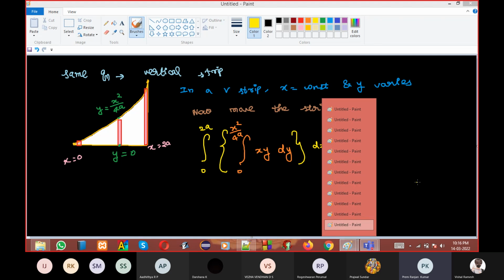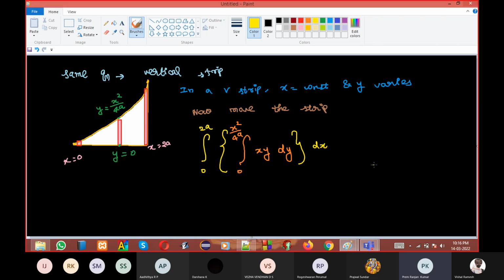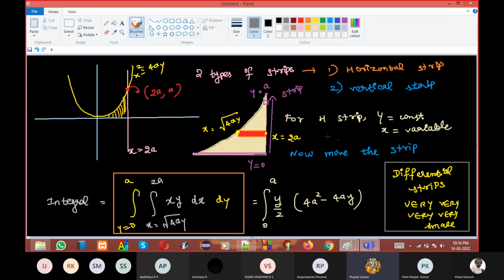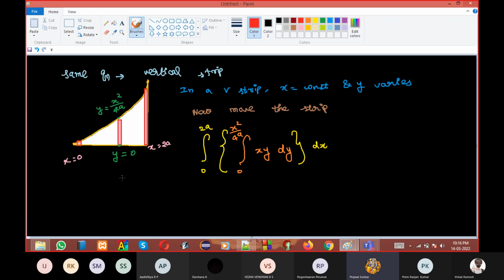If we take a vertical strip, we will write dy first and then dx. And if we take a horizontal strip, we will write dx first and then dy. You don't have to memorize that. For the horizontal strip, initially y is constant. X is variable. So the first variable will be x. Then we are moving the strip, that time y is varying. So finally you integrate y. When you are writing a vertical strip, through the strip x is constant and y is varying. First you integrate y. Then you move the strip in the horizontal direction. When you are moving the strip, x is variable. That time you finally integrate with respect to x. Nothing more. You only have to think like that.